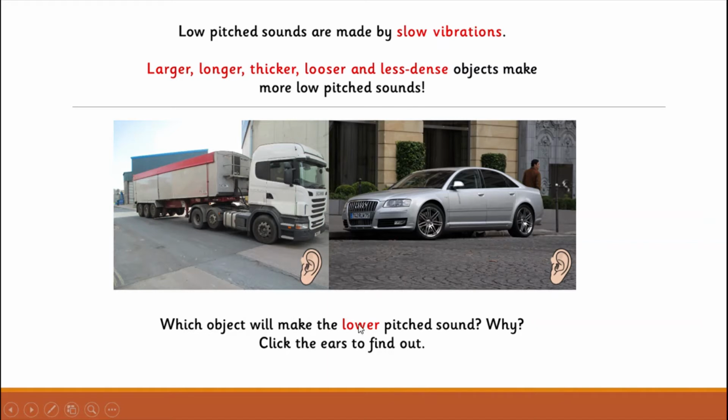So which one will make the lower pitch sound? Let's listen to the lorry. Okay, now the car, which will probably still be quite a low pitch.